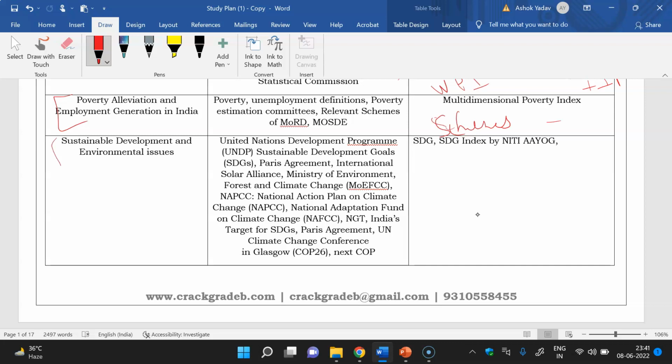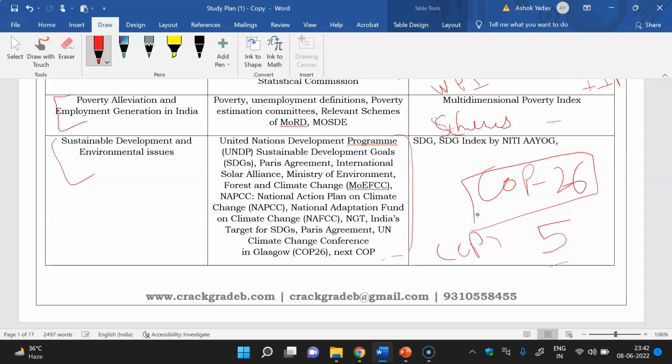Last time they asked about SDG, sustainable development and environmental issues. These topics I have mentioned, you can go through them, it will not take much time. And COP26 is very important: India has committed to 5 Panchamrits, and what other countries have committed is also important. So you must study COP26. Where COP27 will be held can be asked in a 1 marker or 2 marker. SDG India Index by Niti Aayog is very important. They have asked this twice previously in RBI Grade B, so it is very important.